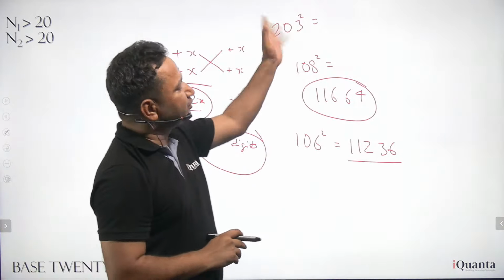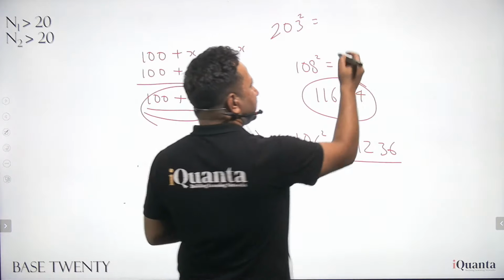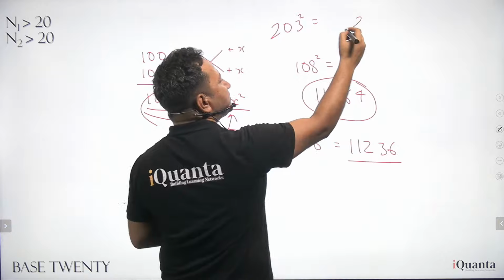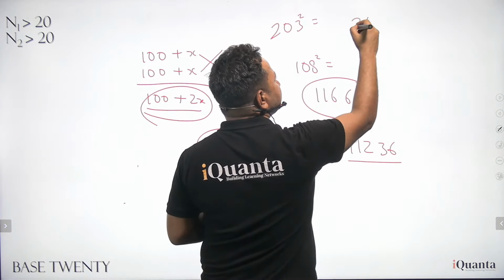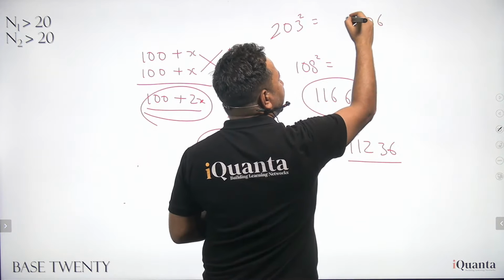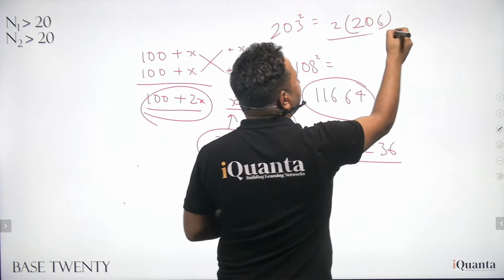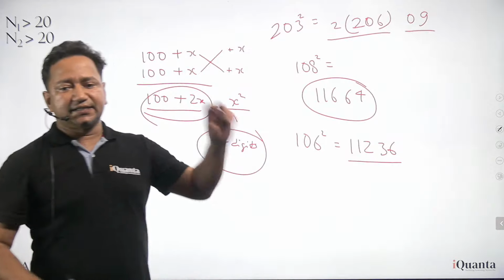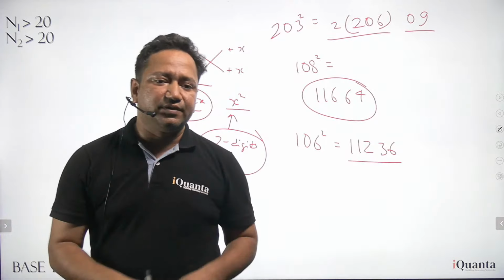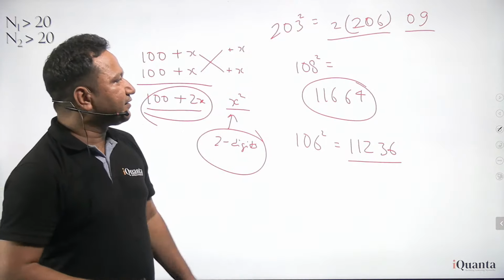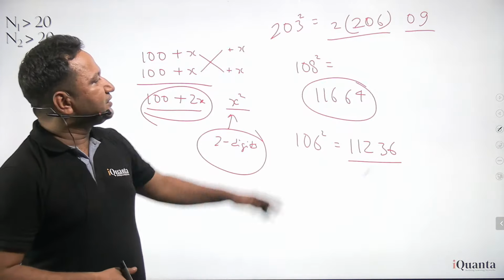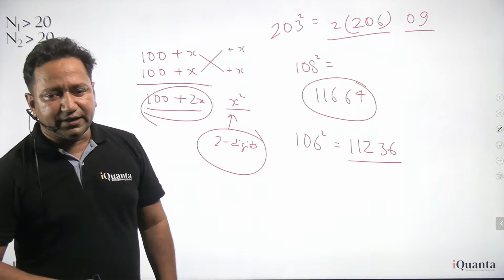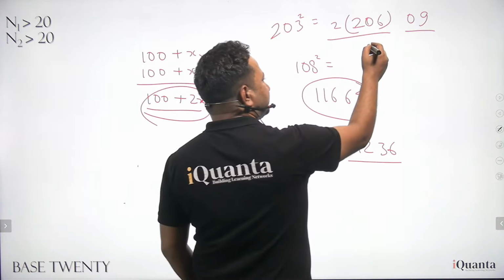So let's try to do this. 203 square. This will be 200 plus 2 times 3, that is 206, multiplied by 2, and we get 09 over here. Because 3 square is 9, it's a single digit. We require 2 digits, so we put a 0 before that. And that is how we can find the answer to the square of 203 as well. 41209. Very good. Perfect.